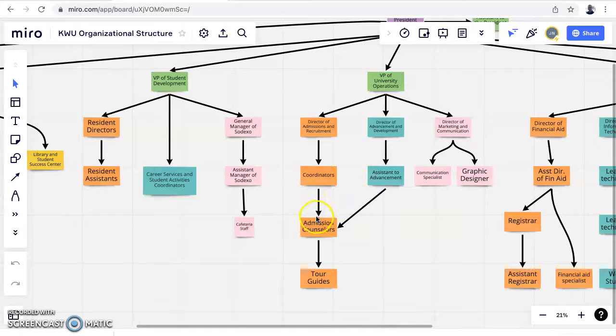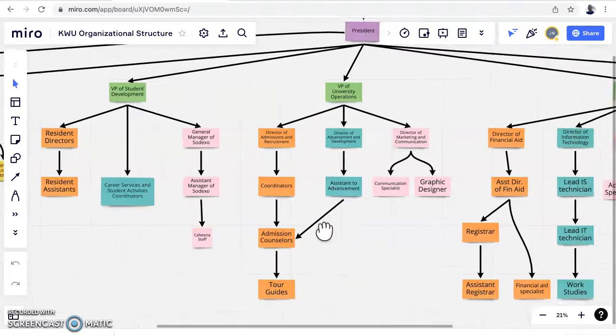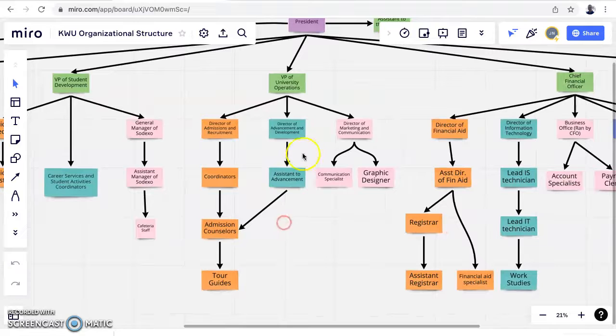Below those coordinators are going to be the admissions counselors, and each admission counselor sort of has their own geographical area that they take care of, which the coordinators will determine. And then tour guides are going to be, once again, just like most people at the bottom of the chain, students who are showing other prospective students around.